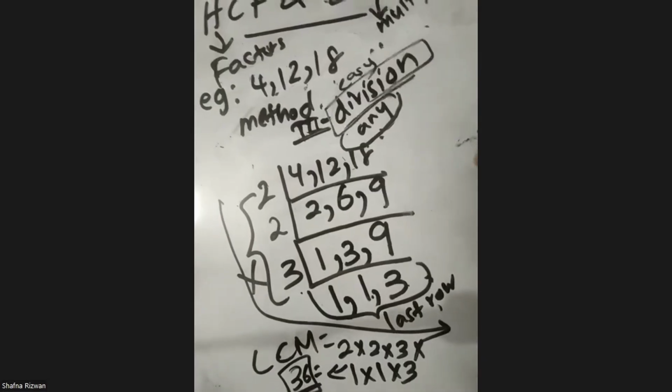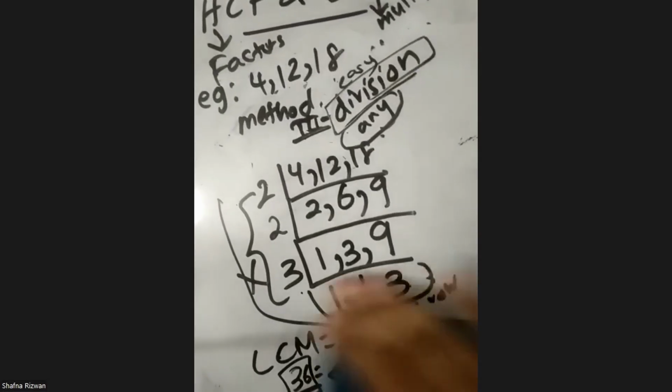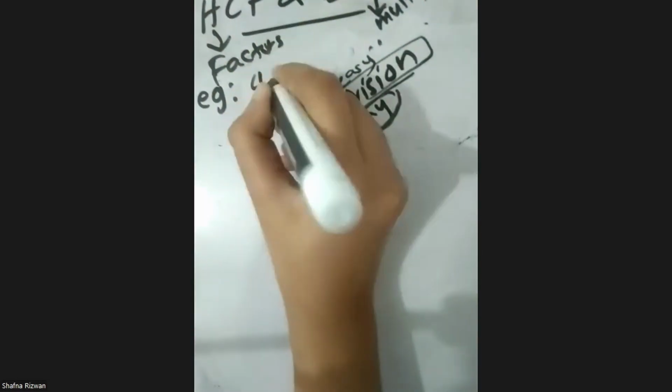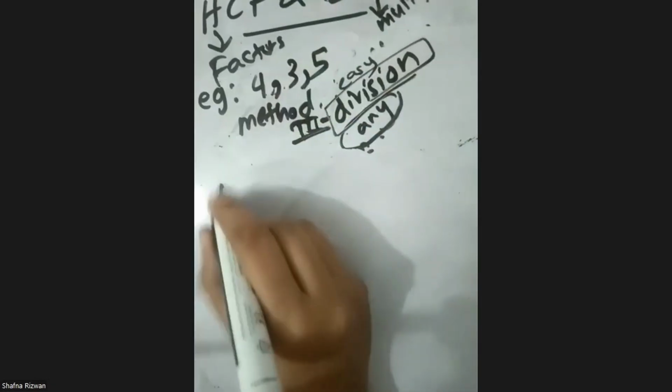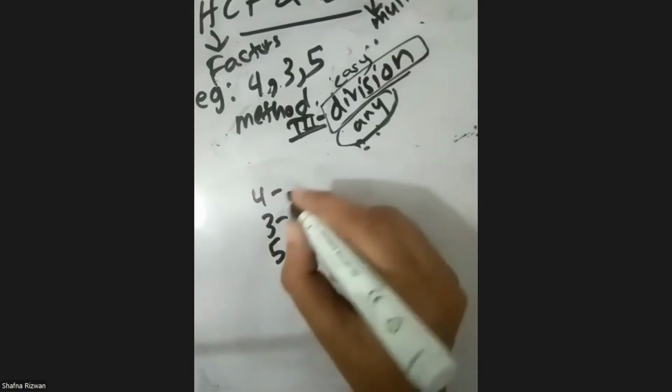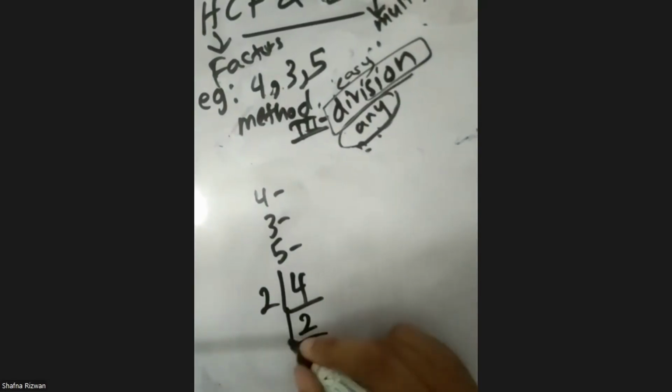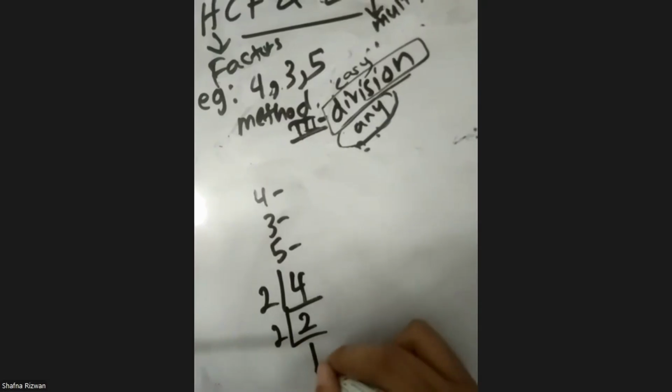Now another thing I wanted to say here is that in LCM there can be situations where some numbers won't have any common factors. Let's take 4, 3 and 5. If you take these numbers, you won't have enough common factors. For example, 4, I'm going to divide it by 2. 4, how many 2 do you have? 2 times. 2, how many 2 do you have? 1 time. Now we got it.